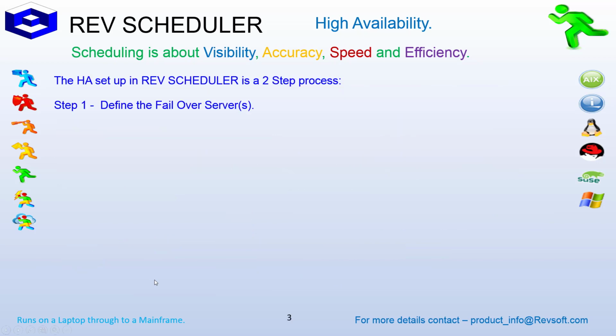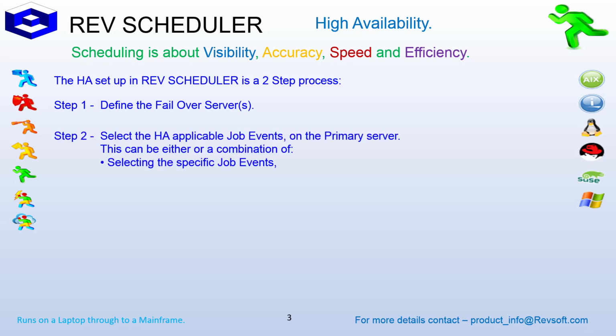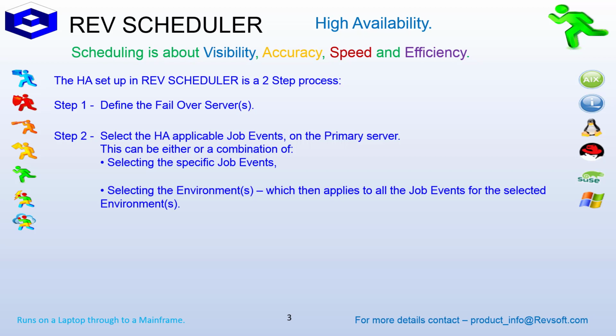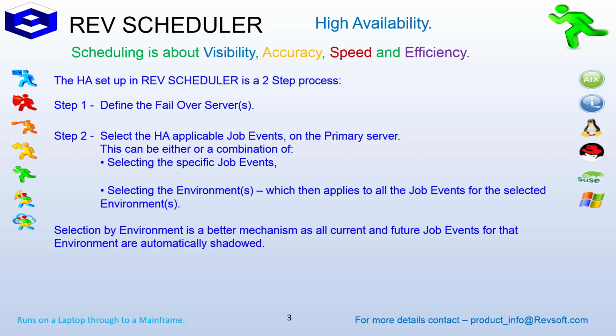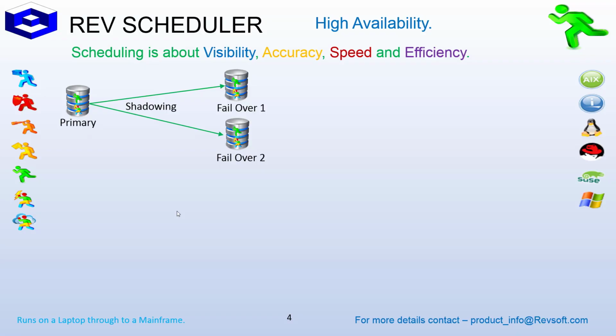Well, it's a two-step process. First, you define the failover server or servers. Then you select the appropriate HA applicable job events on the primary server. Now this can either be a combination of selecting specific job events or selecting the environments, which then applies to all the job events for that selected environment. Selection by environment is a better mechanism, as what we've found is it caters for all the current and future job events for that environment. So if you do an add, update or delete to a job in that environment and it's flagged for HA, it will automatically be shadowed. Okay, so that's what I've got to set up.